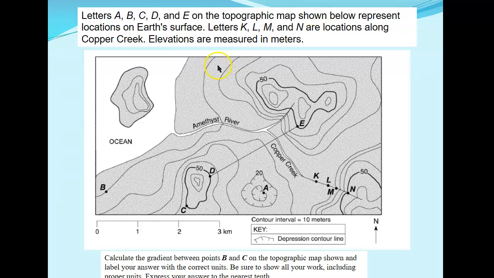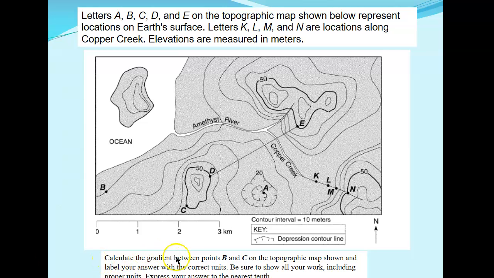So the directions say letters A, B, C, D, and E on the topographic map shown below represent locations on the Earth's surface. Letters K, L, M, and N are locations along the Copper Creek. Elevations are measured in meters. See here, they also give you the contour interval of 10 meters. They got the scale right here. And they tell you that the depression contour lines, those lines with those little teeth marks, the hachure marks. So this is a great map.